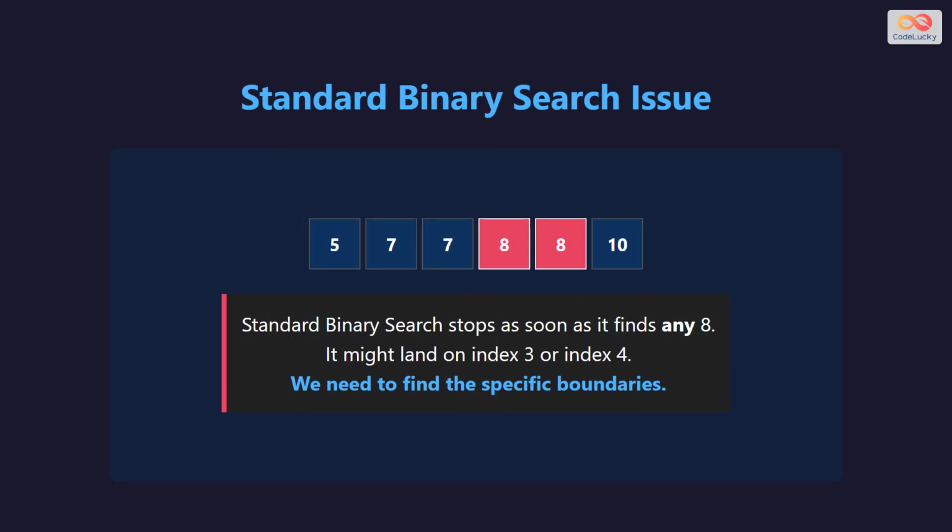But there is a catch. A standard binary search stops as soon as it finds the target. If our array has duplicates, the standard algorithm might land on the middle 8, but we wouldn't know if it is the first one, the last one, or somewhere in between. We need a way to find the specific boundaries.